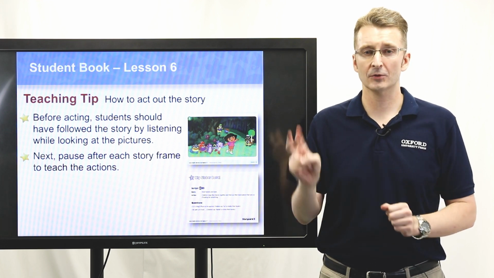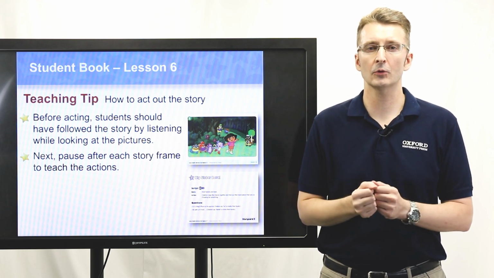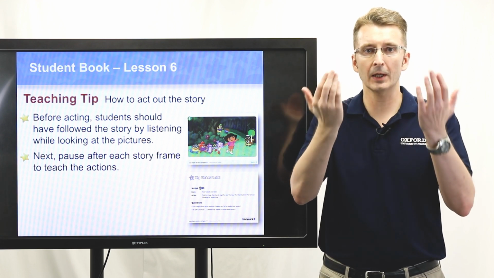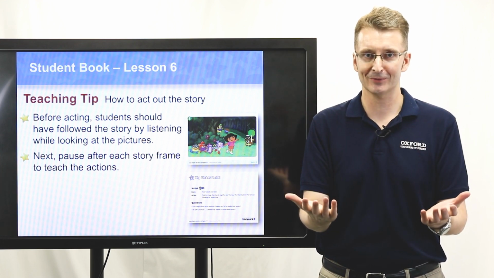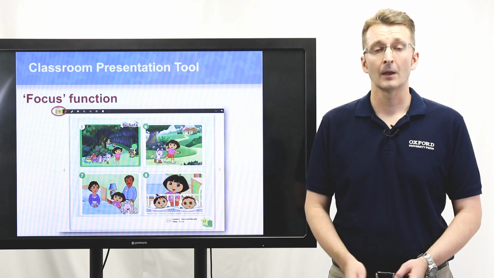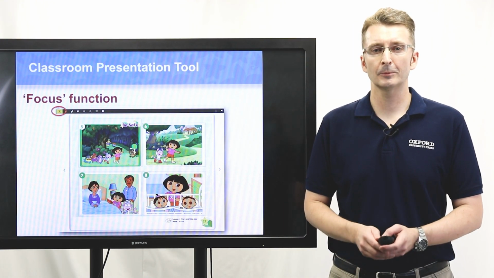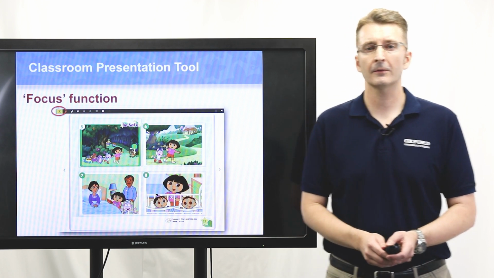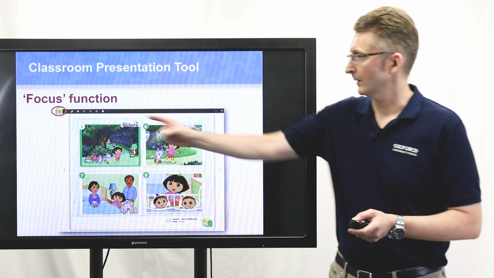Dora the Explorer has 2 tools you can use to get children listening while standing up and looking up and acting out the gestures. First is the Classroom Presentation Tool's focus function. Turn the focus function on.